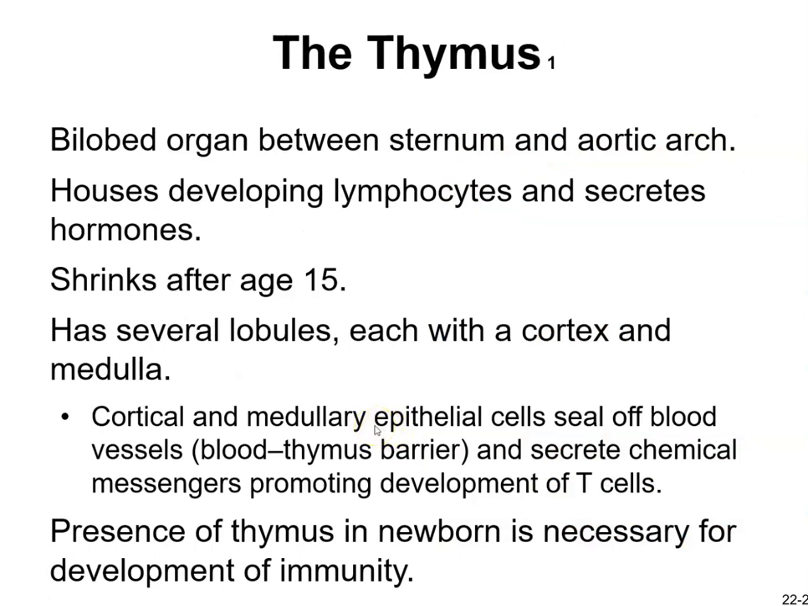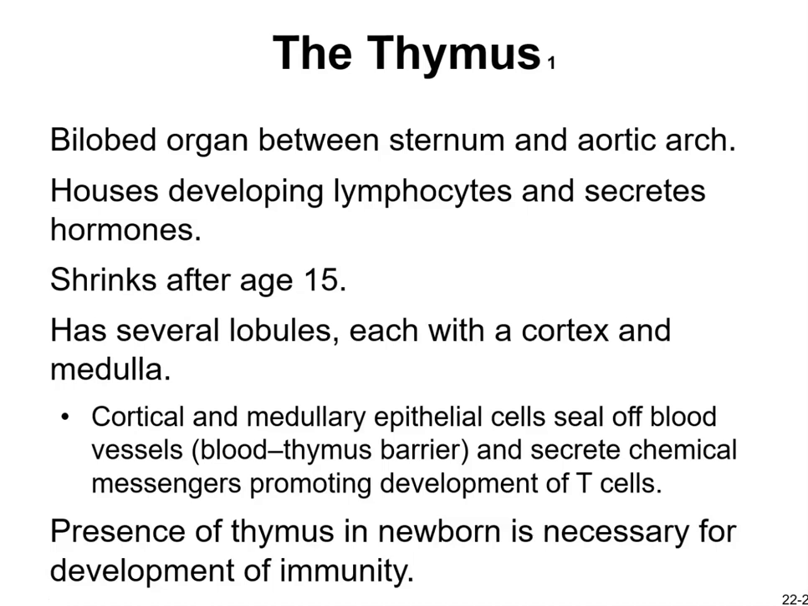The thymus, bilobed, meaning two lobes, is an organ between the sternum and the aortic arch that houses developing lymphocytes and secretes hormones. But guess what? It shrinks after the age of 15. So by the time you're an adult, the thymus doesn't really do much. It has several lobules, each with a cortex and a medulla. The cortical and medullary epithelial cells seal off blood vessels and secrete chemical messengers promoting development of T cells.